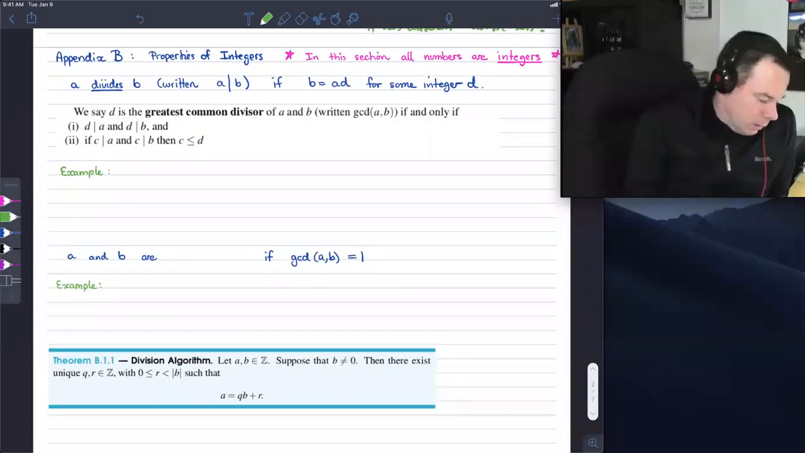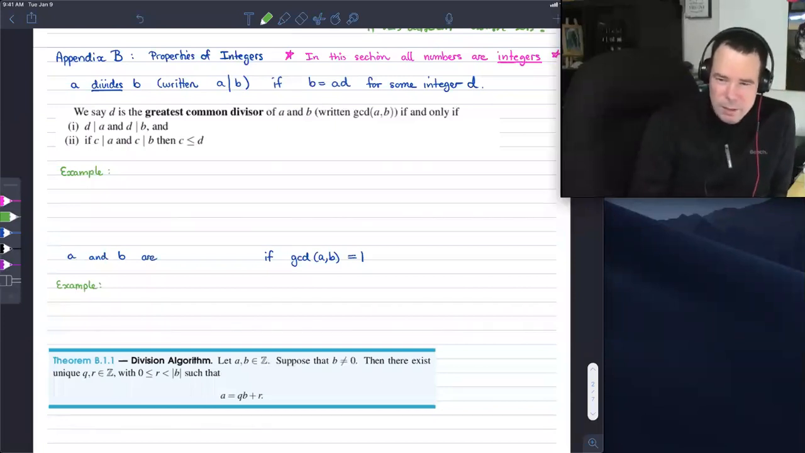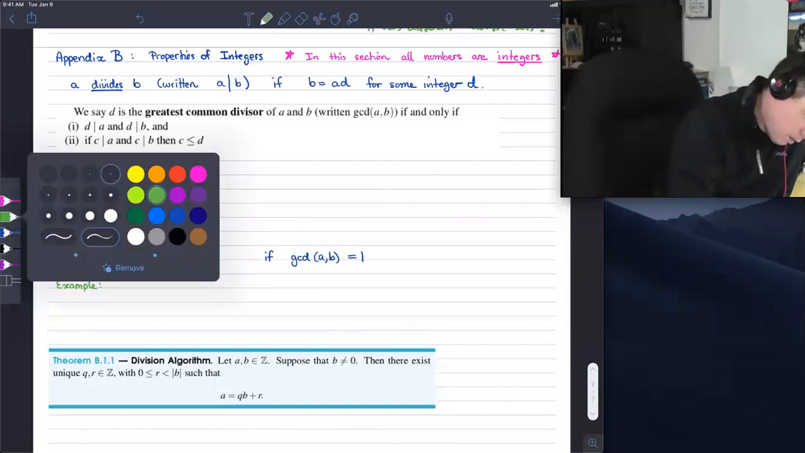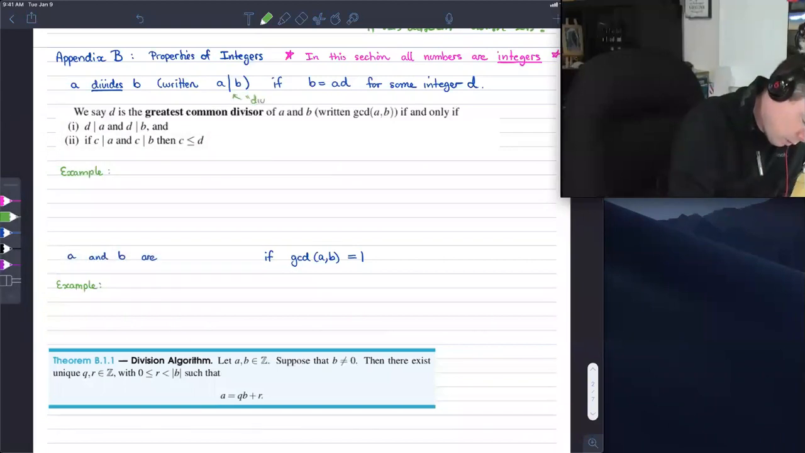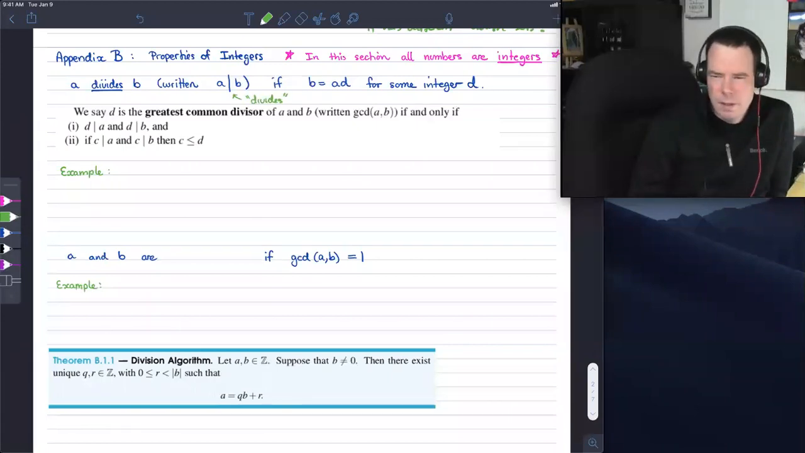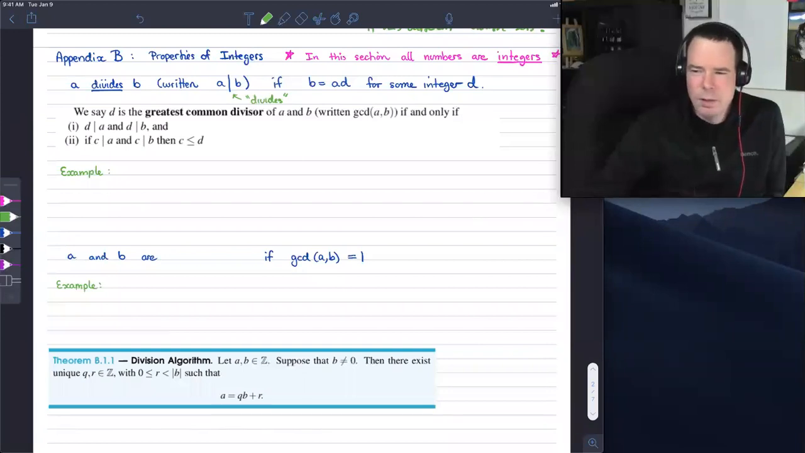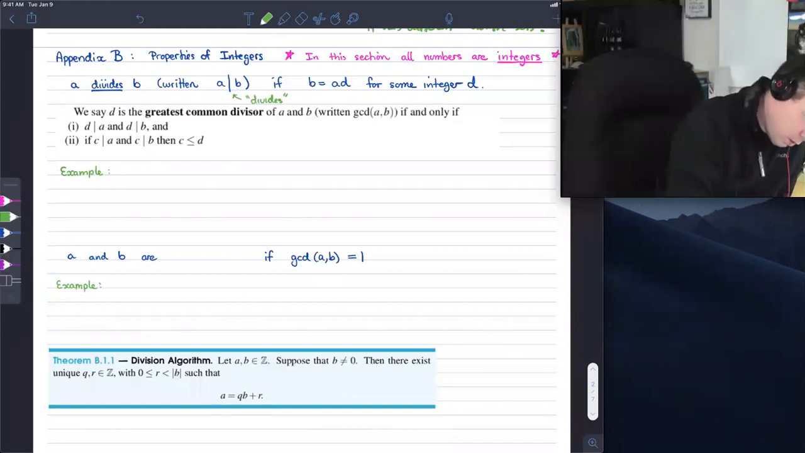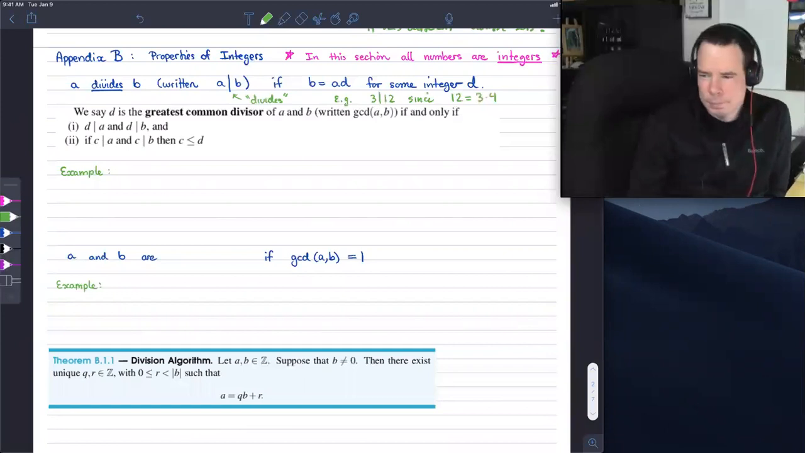All right, so divisibility. So A divides B. Now this only makes sense when we're talking about integers, so that's for that caveat up above. In this section, all numbers are integers. A divides B, which is written as A vertical bar B. And again, we're introducing symbols, so I'll tell you how to read them. We read this as divides. So A divides B if we can write B as a multiple of A. What that means is I can write B as A times D for some integer D. For example, 3 divides 12. Why is that? 3 divides 12 since 12 is equal to 3 times some other number. In this case, it's 4. So that's how we're going to use this notion of divisibility.